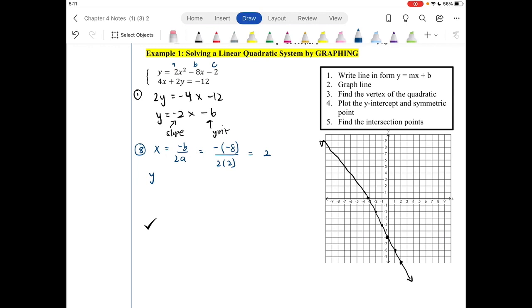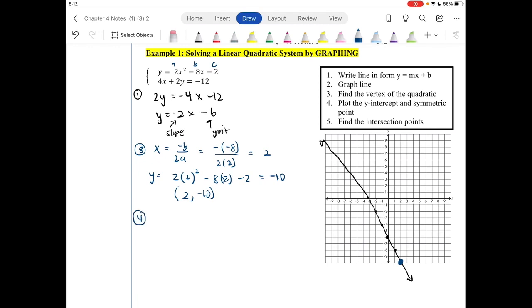Then to find the y portion, we are going to plug it back into the equation. So we have 2 times 2 squared, since that's the x value we just found, minus 8 times 2, minus 2. That will give us a negative 10. So now we know that the vertex is at (2, negative 10), and we can plot that on our graph. We're going to notice that we already have one solution, since both graphs cross at that point (2, negative 10). There could be a second intersection.